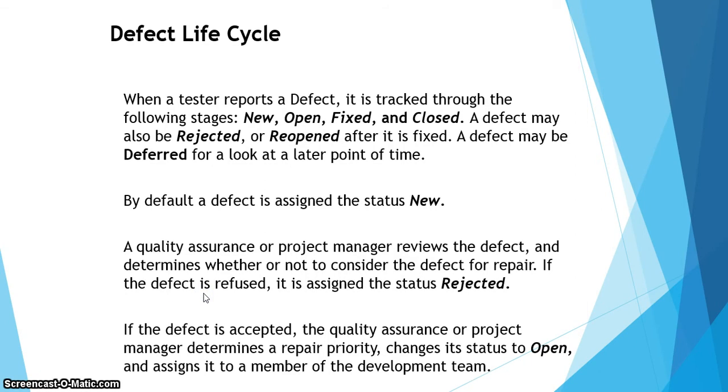Now when you report a new defect, it is tracked through the stages which are new, open, fixed and closed. Now this defect in the new stage can be rejected, or after it has been fixed and released for testing, it can be reopened, right? By default, the defect is assigned a status called new, and if the defect is refused, it goes to the rejected status. Once the defect is accepted and the development team accepts the defect, the status becomes open.